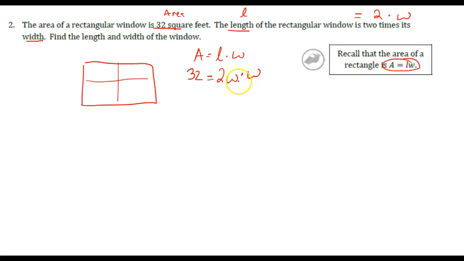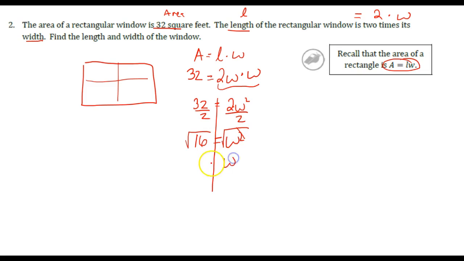So 2w times w would be 2w squared. All right, let's go ahead and do the opposite of multiplying by 2, which is dividing by 2, right? Almost forgot that line. So that'd be w squared equals, again, if you don't know this off the top of your head, pause, work it out, 16. So let's square root both sides. That cancels out, and I'm left with w equals either a positive 4 or negative 4.